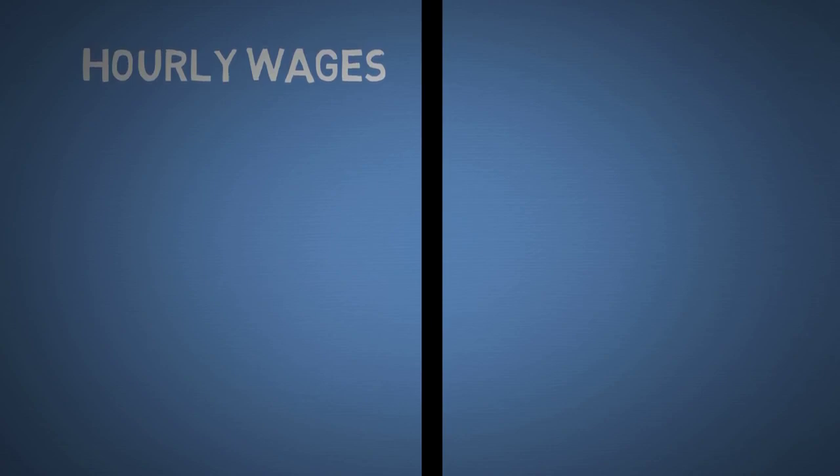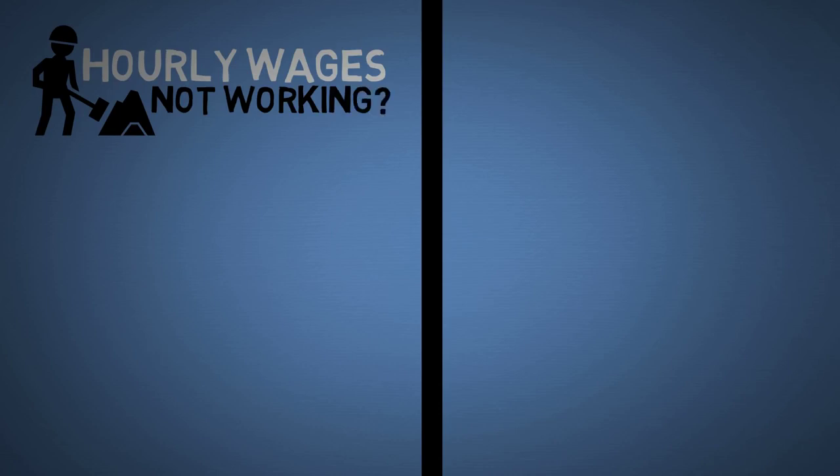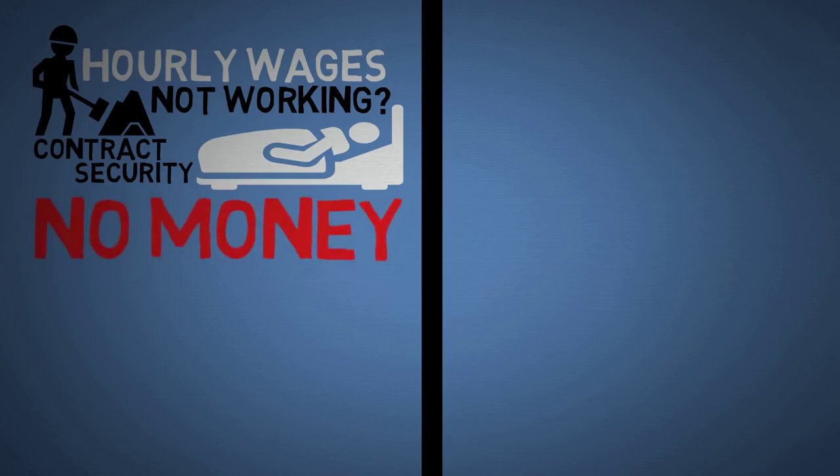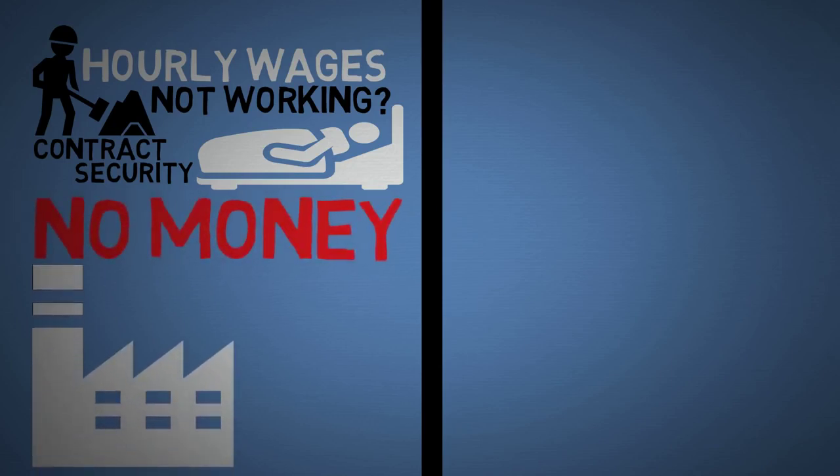We can split the quadrants in the middle. On the left side, we mainly have hourly wages. People work and get paid for it. If there are no working hours, then there's no money. The employee might be covered by his contract, but if the self-employed person becomes sick, then there is no income stream. Furthermore, the left side is based on the industrial age.